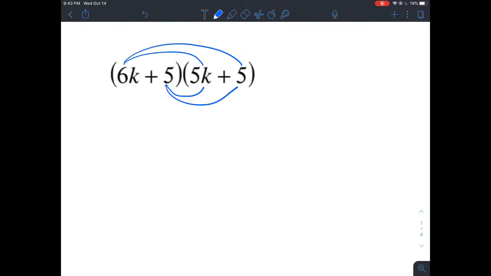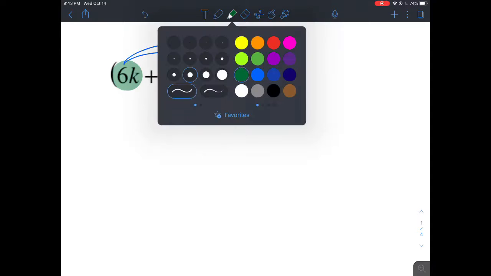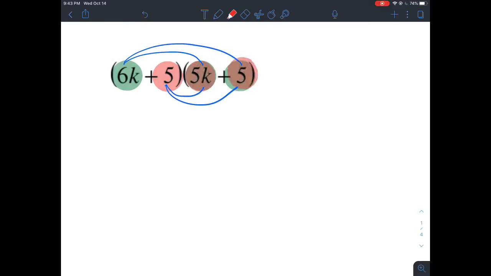But I don't want you to just think of it as FOIL, okay? Do you see how each term from the first binomial goes and gets multiplied with each term from the second binomial? So this 6k gets multiplied with the 5k and the 5, and then this 5 gets multiplied with the 5k and the 5. So keep that in mind moving forward. When we multiply this out, we get 30k squared, and then we're going to get 30k. Then we do 5 times 5k, which gives us 25k, and then 5 times 5, which gives us 25.